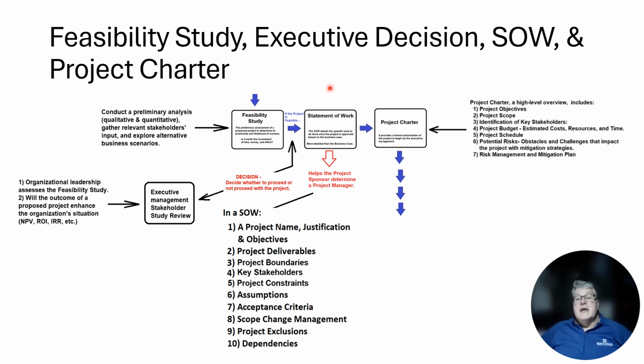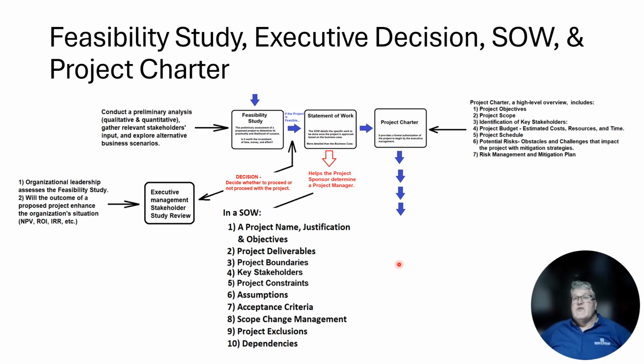And then a statement of work might be developed. Generally speaking, a statement of work is used for external stakeholders. It's to inform them that we're doing a project, or at least we're considering a project, and might you be available to provide us services? It's often used with incremental and iterative projects. So what is in a statement of work? You'll have a project name, a justification and objectives, project deliverables, project boundaries. You'll say what's in the project and what's outside of the project.